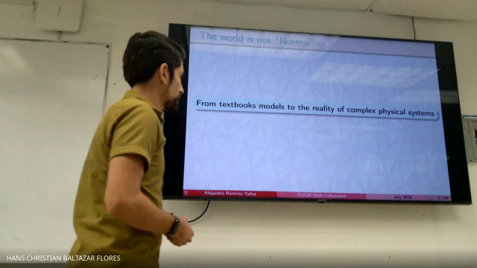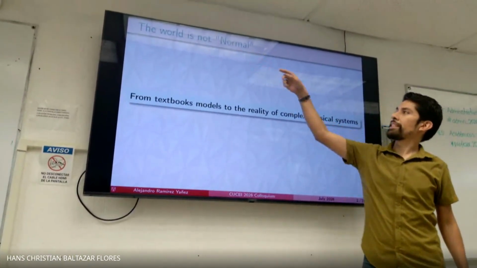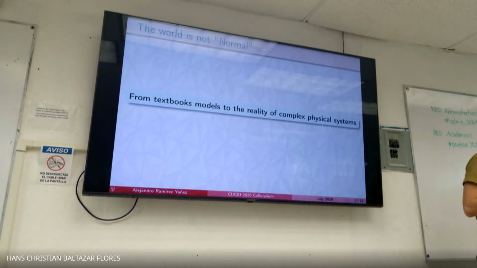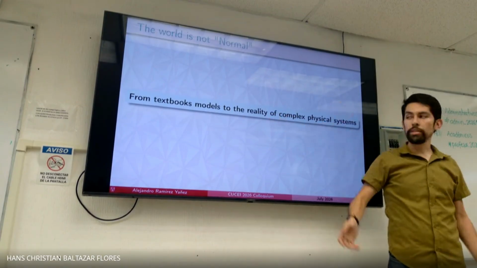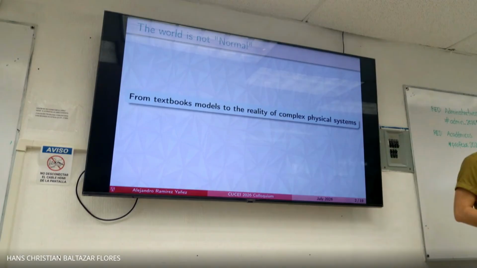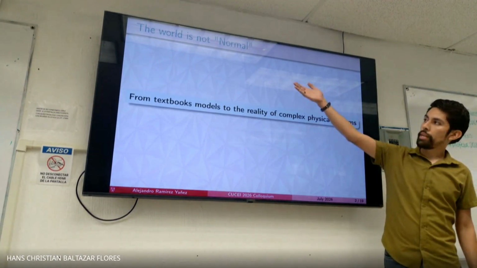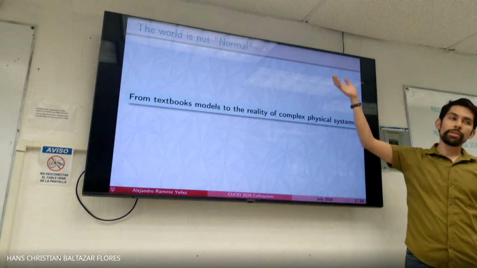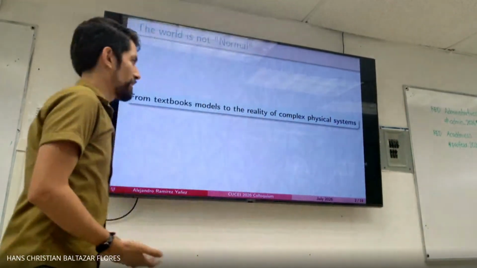So first of all, the world is not normal. As you can see, normal is written like this because by normal, I mean Gaussian, right? And the point is that from textbooks, when we study in school, in high school or anything, our teachers used to tell us that whenever you have a statistical variable, the sum of that variable will tend to have a Gaussian distribution. So we grow up thinking that everything in the world tends to a Gaussian distribution, but that is not always true, and I want to convince you of that.